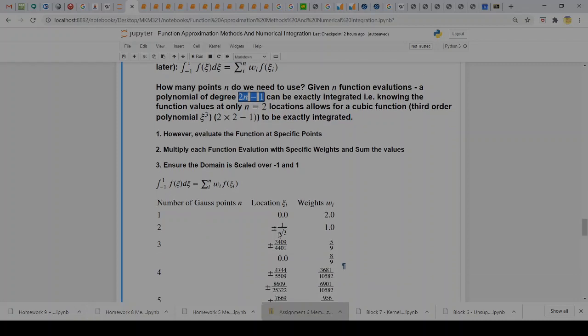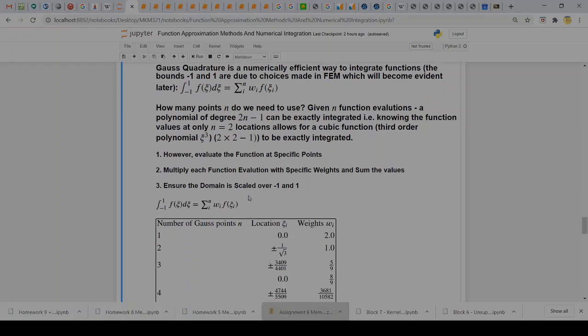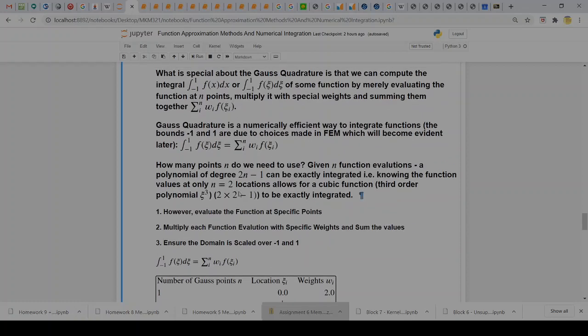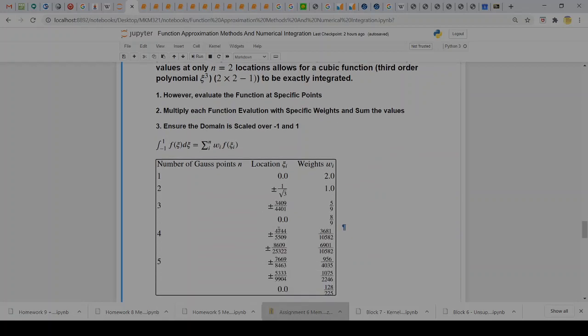Then I need to evaluate it at these 2 points, plus and minus 1 over square root of 3, and the weight is 1. If you have 3 Gauss points, we know now we can integrate a 5th order polynomial. These are the places, plus minus this value and a 0. The plus minus values have a weight of 5 over 9. The 0 value has a weight of 8 over 9. And then with 4 points, I can integrate anything up to a 7th order term exactly, and these are the 4 spots and the weights associated with them.